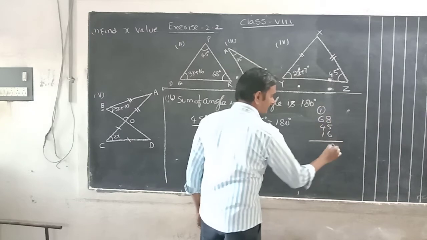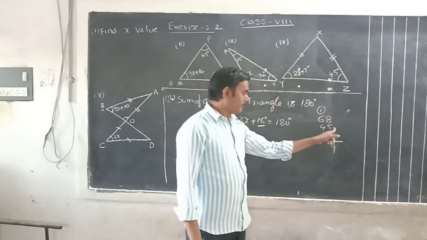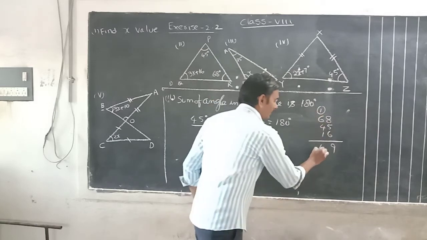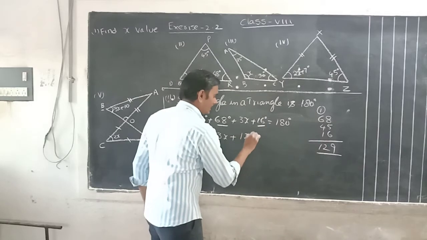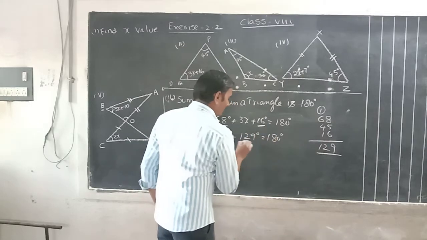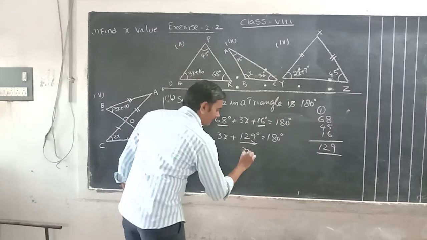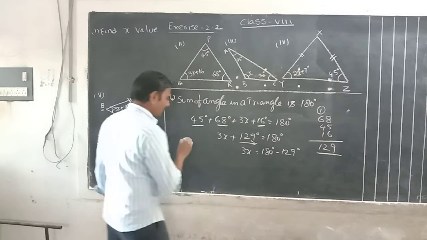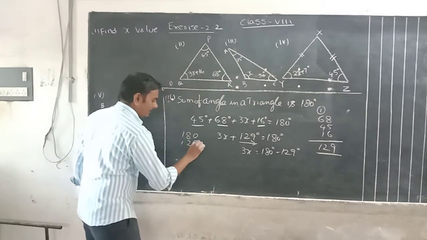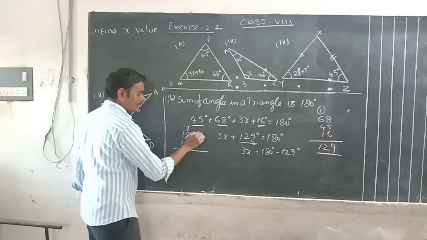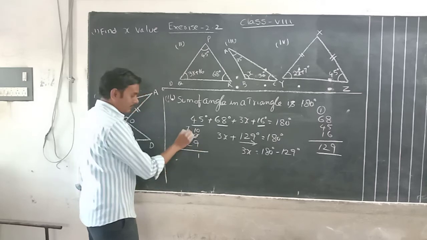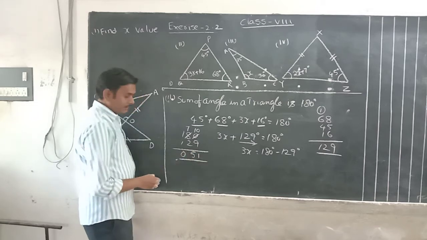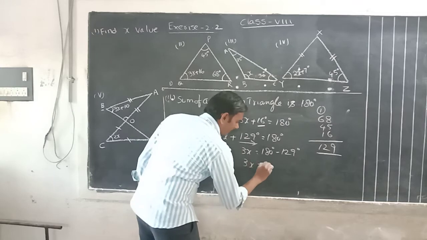10, 11 plus 8 is 19. 6 plus 4 is 10, 10 plus 1 plus 1 is 12. So 129 degrees. 3x plus 129 degrees equal to 180. If you move it to the other side, what will it be? 3x equal to 180 minus 129. How much is 180 minus 129? Borrowing subtraction: this becomes 7, this becomes 10. 10 minus 9 is 1, 7 minus 2 is 5. So 3x equal to 51 degrees.